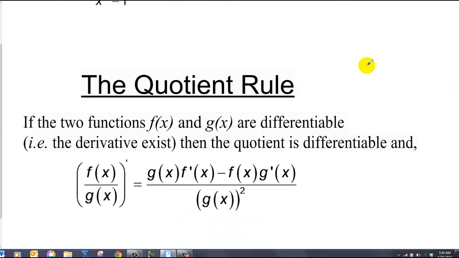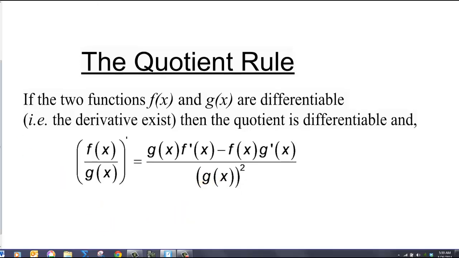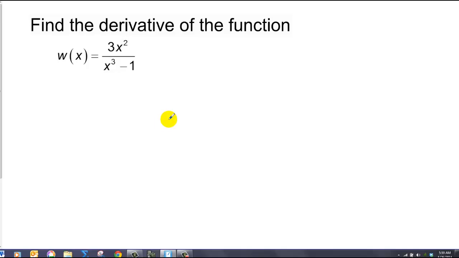What the quotient rule states is if you have two functions such that f and g are divided into each other, then to find the derivative, you do the following process. You take the g function, which is on the denominator, multiplied by the derivative of the f function, which is the numerator, subtracted by the f function times the derivative of the g function, all over the g function squared. So let's do that for the following problem.